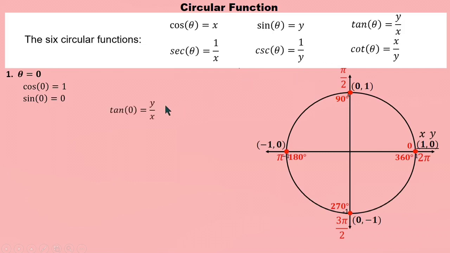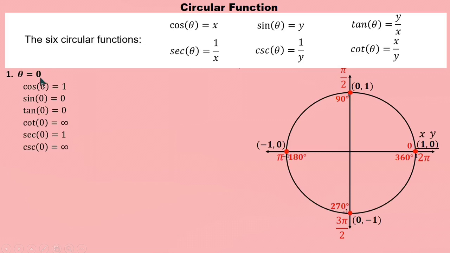How about tangent 0 degree? Tangent is equal to y over x. Since y is equal to 0 and x is 1, 0 divided by 1 is 0. Thus, tangent 0 degree is 0. While cotangent is equal to x over y, that is 1 over 0, and this is undefined. So cotangent 0 is undefined. Secant 0 is 1. It is 1 over x, where x is equal to 1. So 1 divided by 1 is 1. While cosecant 0 is undefined. Cosecant is equal to 1 over y, where y is equal to 0, so 1 over 0 is undefined. So these are the 6 circular functions of 0 degree.